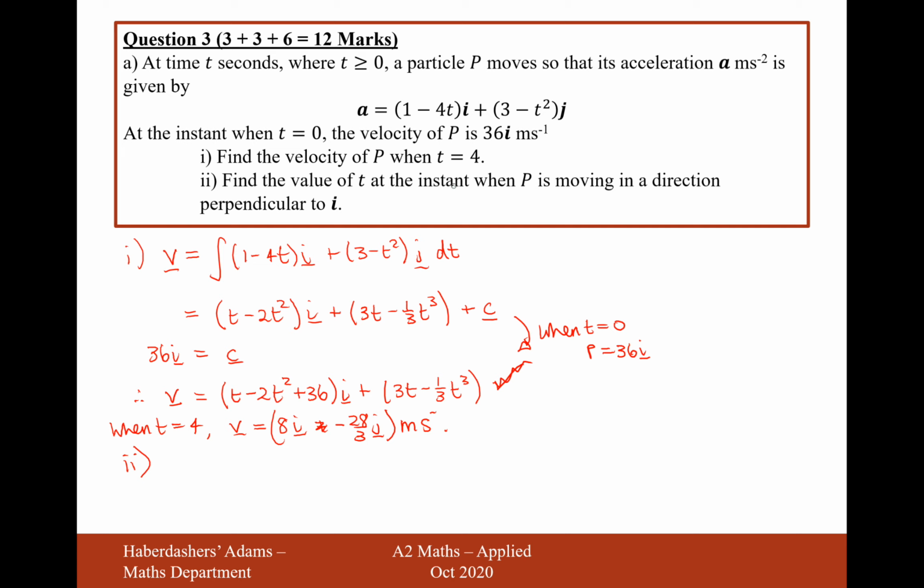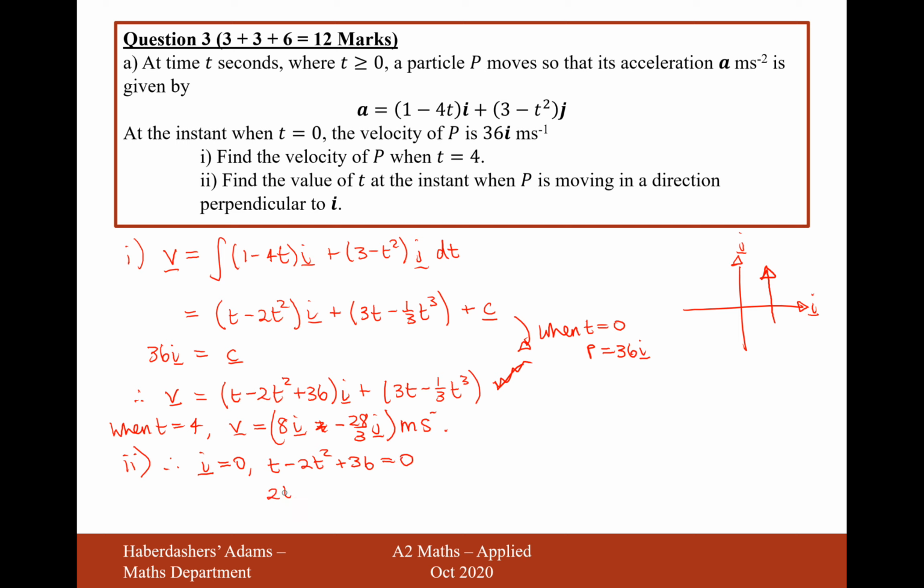Part ii: find the value of t at the instant when P is moving in the direction perpendicular to i. Let's just imagine what that is going to be. If that's the i component, that's the j component. If it's moving perpendicular to the i vector, then it's moving in that direction. So what that's going to mean is that its i direction is going to be 0. So the i component will equal 0. So therefore t minus 2t squared plus 36 will equal 0.